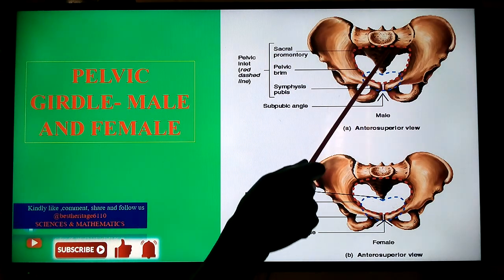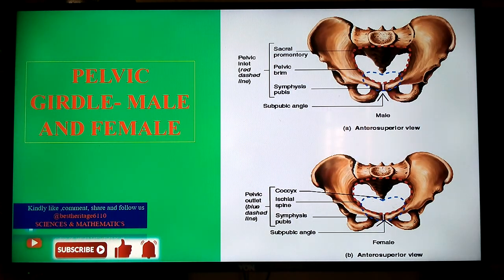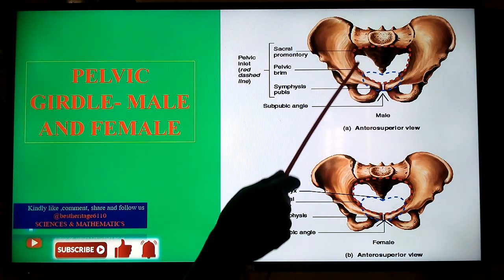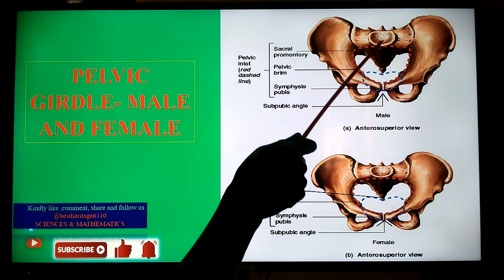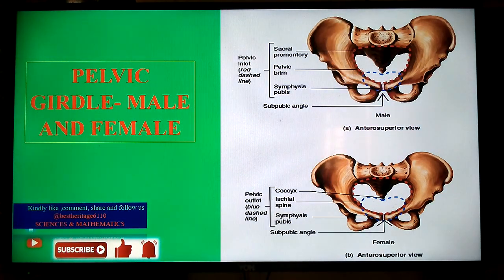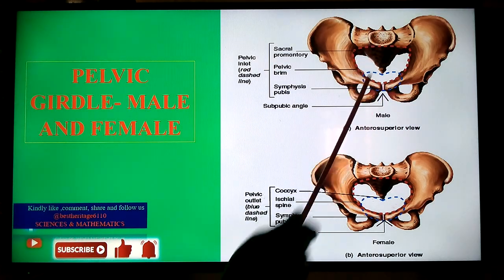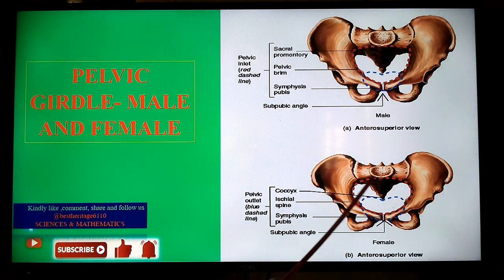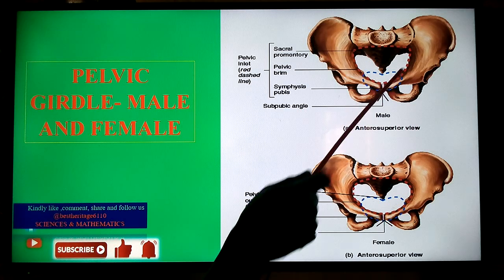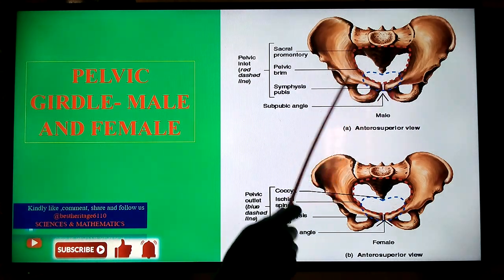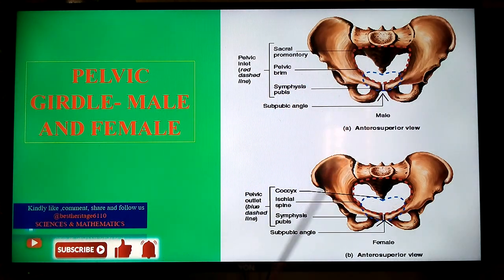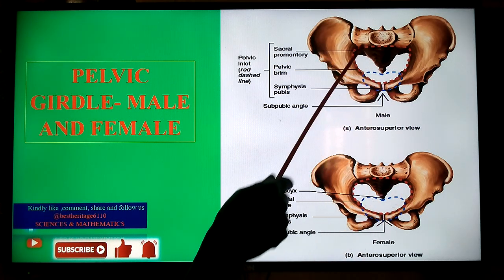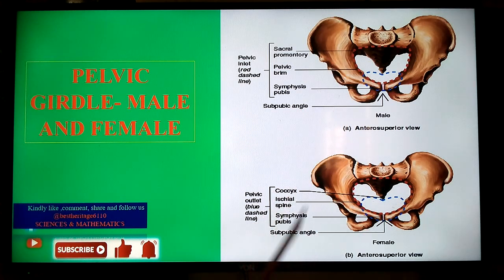Now, if you look at the male and the female ones, from our geometry you can see the difference: the male one has a specific shape, which we can roughly say is heart-shaped, whereas the female one is displayed as an oval. So there is a difference in this particular section, the pelvic inlet, between the male and the female ones.